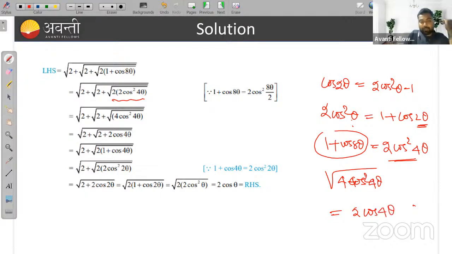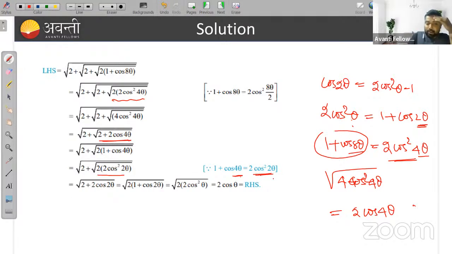Simply I have written here 2 plus 2 cos 4 theta. So again from here I am taking 2 as common. 2 को मैं common ले लिया, तो मेरे पास बचा क्या? 2 into 1 plus cos 4 theta. Again coming to this formula, 1 plus cos 4 theta will be 2 cos square 2 theta. है ना? So 8 theta जब था divided by 2 is 4 theta. जब 4 theta है तुम्हारे पास divided by 2 क्या हो जाएगा? 2 cos square 2 theta.